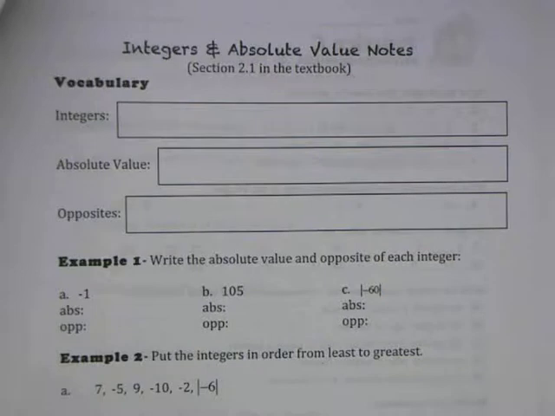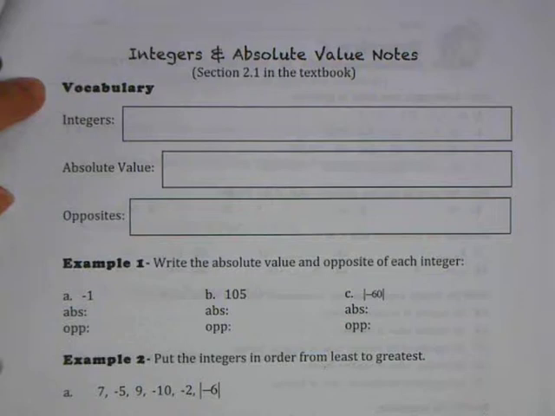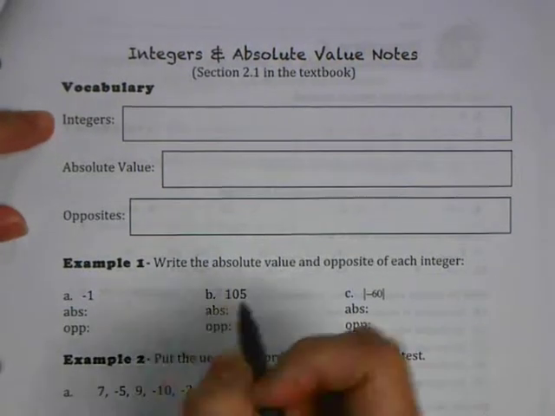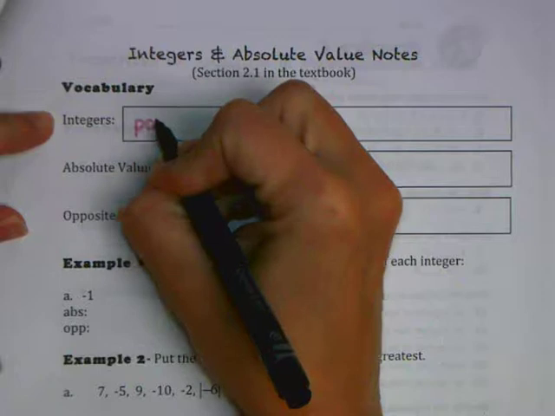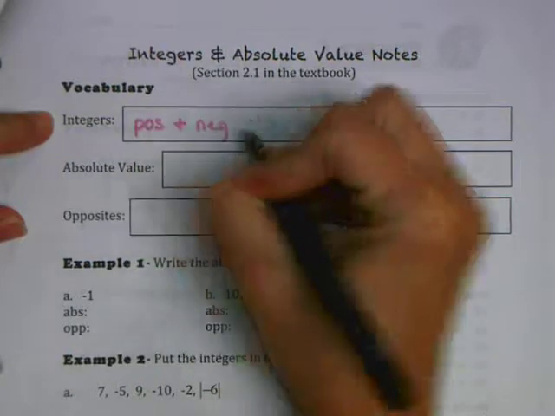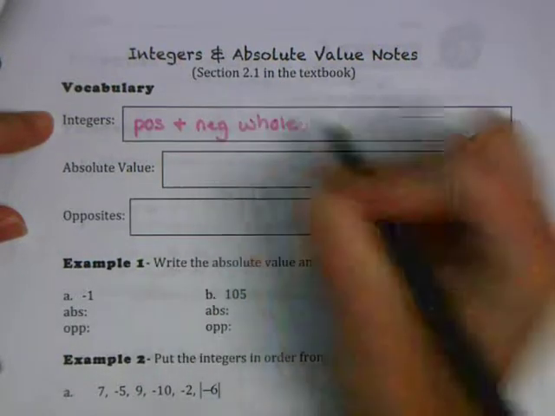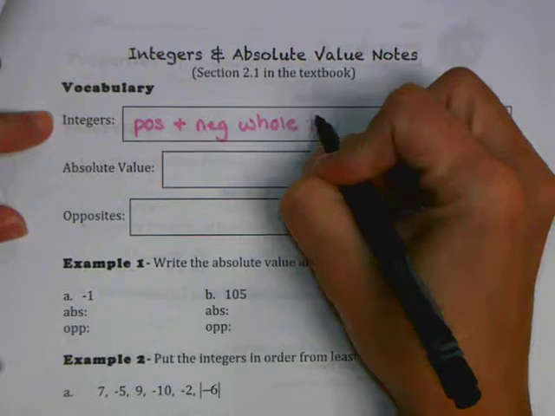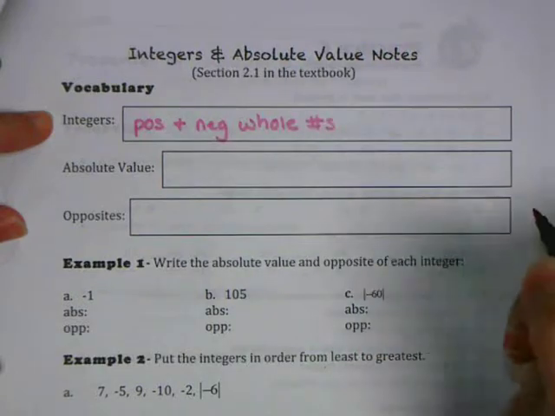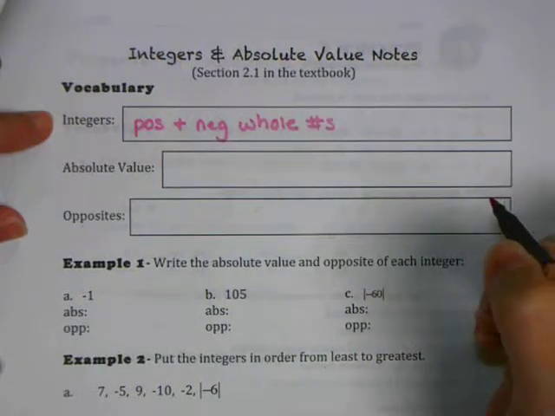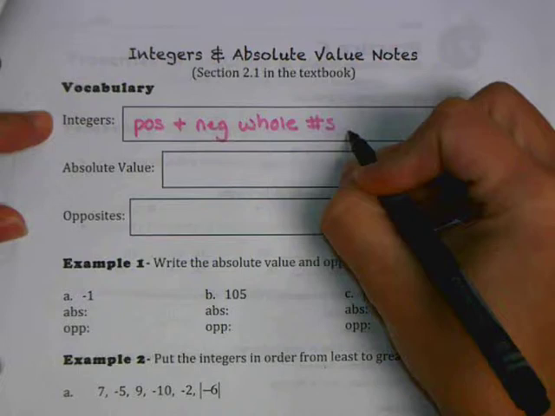This lesson is on integers and absolute value. So let's just start with some vocabulary to make sure we know what integers and absolute value are. Integers are just all of the positive and negative whole numbers. So all the whole numbers that you would picture on a number line, for example, -1, -2, 0.